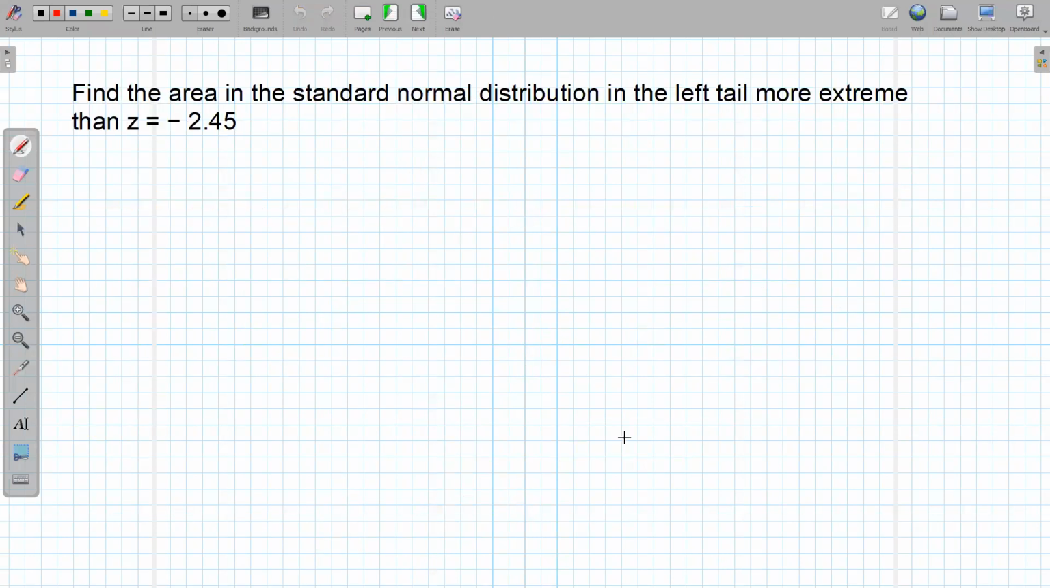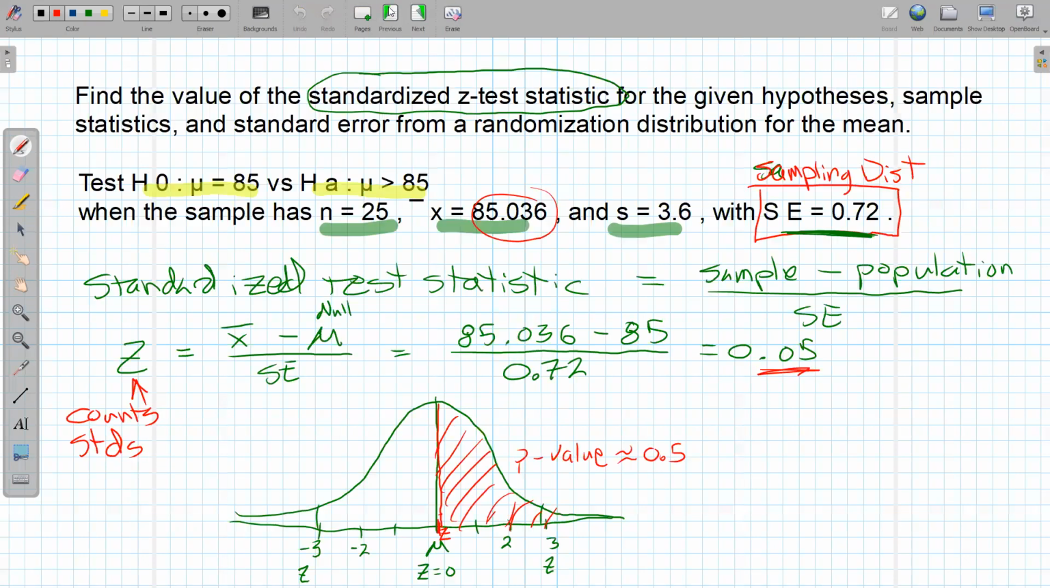All right, find the area in the standard normal distribution in the left tail more extreme than z equals negative 2.45. So this right here is kind of like me talking about the p-value. The first question I had here says, just what's the z-score? Okay, the z-score is 0.05. Is that an unusual z-score? The answer is no, it's not.